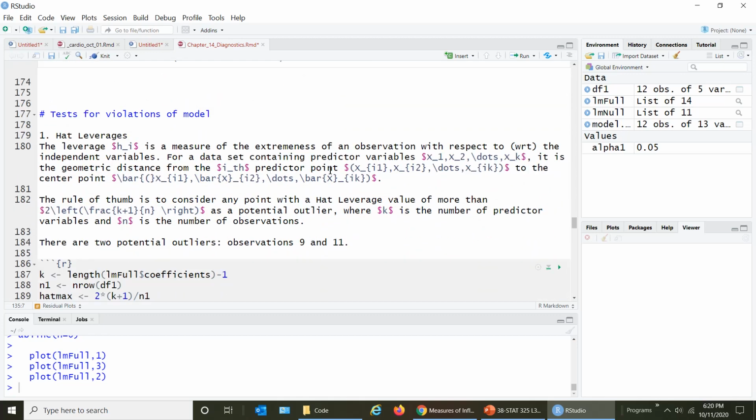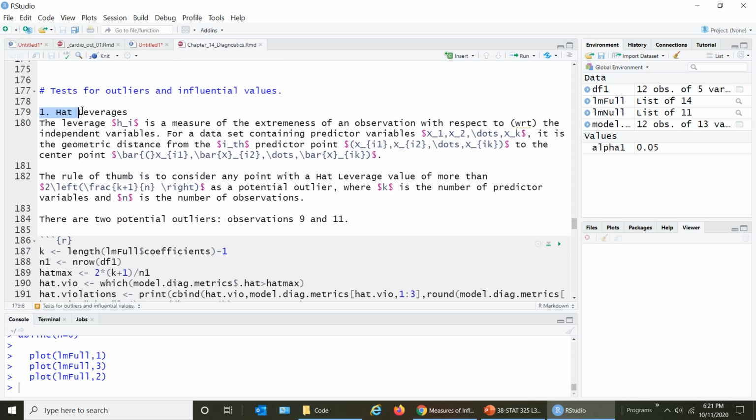Right? Now we're going to test for the violations. Really, I shouldn't say violations of the model. I should say these are tests for outliers and extreme or influential values. Now, the first thing we're going to look at are the hat leverages.